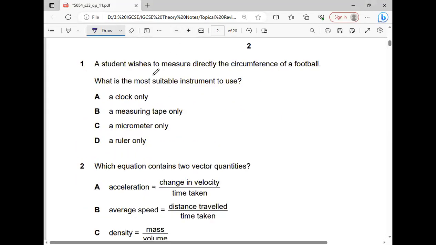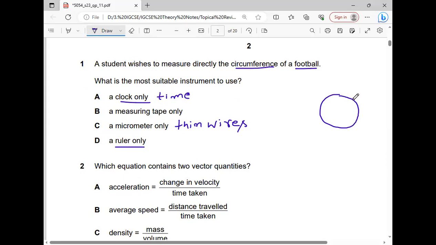Question number 1. A student wishes to measure directly the circumference of a football. Now, the shape of the football is always circular. What is the most suitable instrument to use? A clock only. It is used to measure time. Micrometer. It is used to measure the diameter of thin wires. A ruler only. A ruler cannot bend. It is a rigid body and it cannot bend. So this option is also not possible.